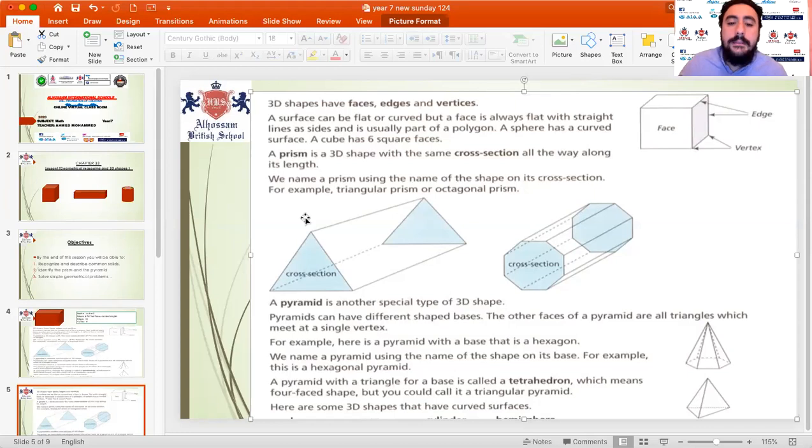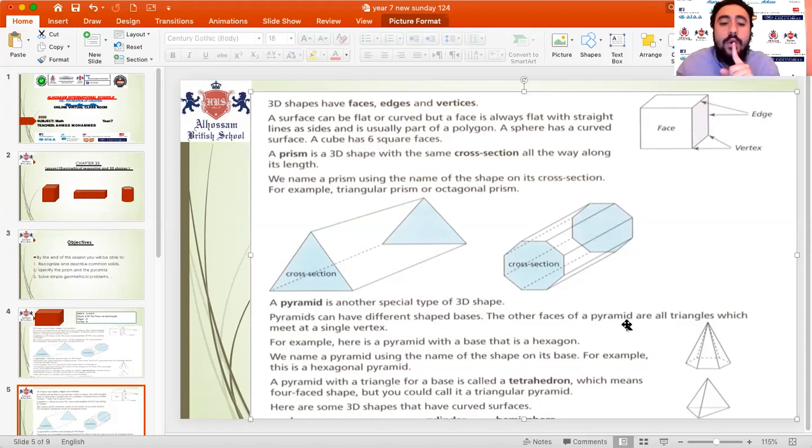Okay, done. Pyramid. Pyramid is another special type of 3D shape. A pyramid can have a different shaped base. The other faces of a pyramid are all triangles which meet at a single vertex. It looks like this, so you can identify the pyramid easily. It's not that hard, because the property of a pyramid is that all the faces are triangles and they meet at one vertex, which is the vertex of the pyramid.